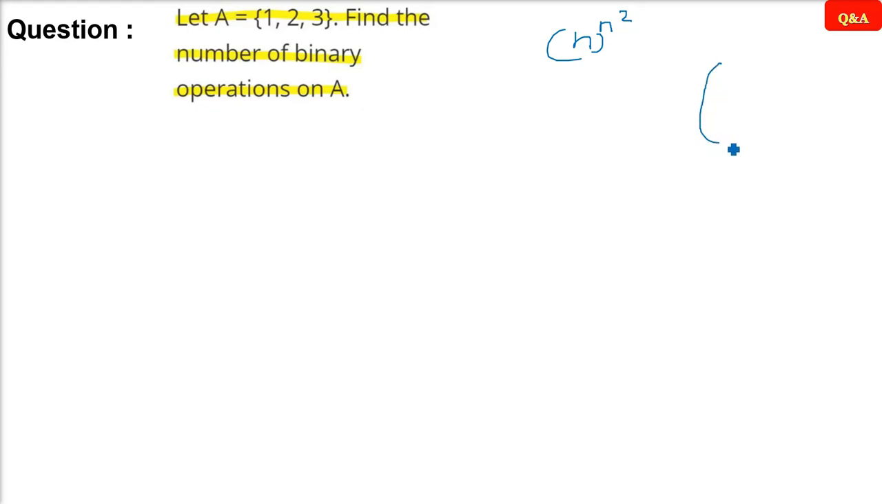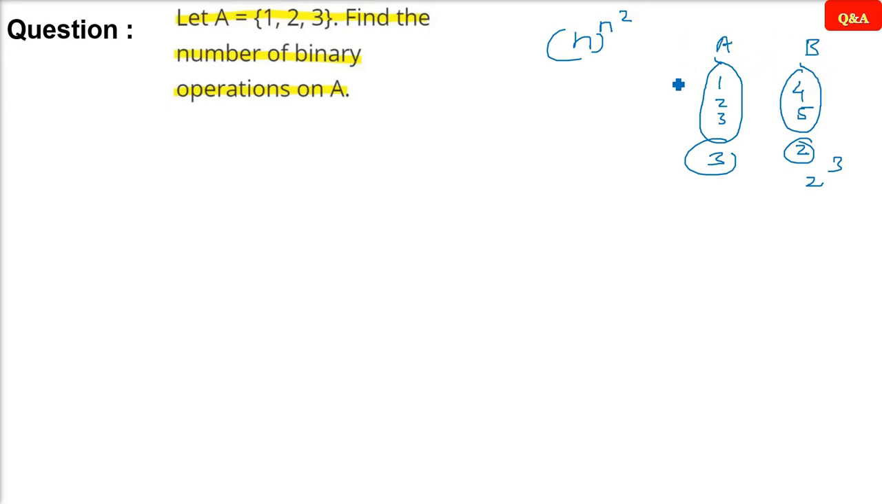We have a set A and we have a set B. Let us say A has 3 values, 1, 2, 3. B has 2 values, 4 and 5. So B has 2 elements, A has 3 elements. So how many binary operations are possible? 2 to the power 3.